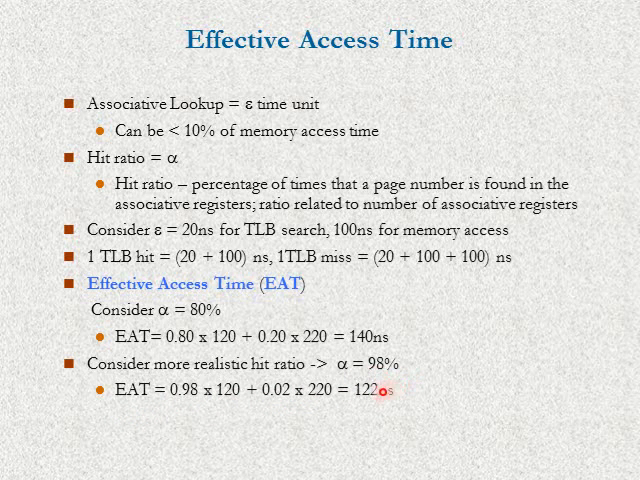So you can see that it is quite close to 120. That is the ideal case when we have 100% TLB hit. So this is not a lot of compromise on the effective access time when we have a good hit ratio in the TLB.